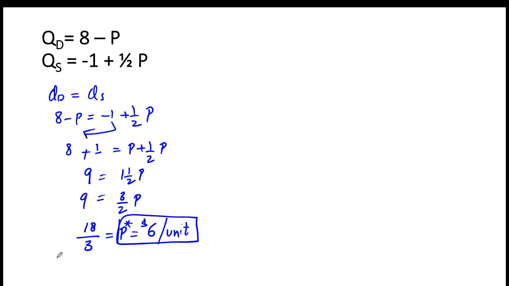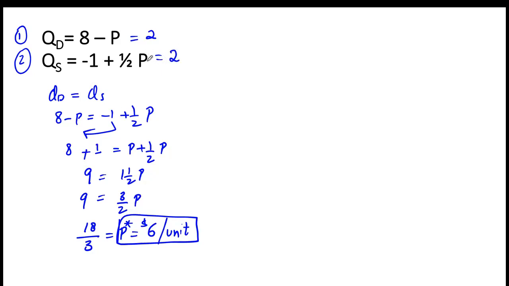Now how do I solve for quantity? I can substitute this price into either of these equations, either equation 1 or equation 2. So let's just substitute quickly into our quantity demanded. At equilibrium price of 6, quantity demanded would be 8 minus 6, which is 2 units. Or you could have substituted this in your equation 2. At equilibrium price of 6, quantity supplied will also come out to be 2.